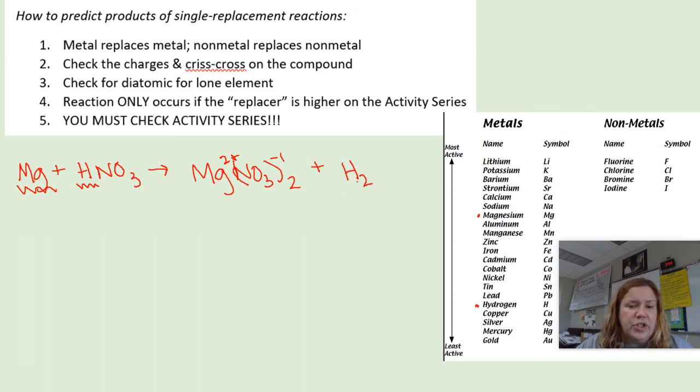Now we want to balance. We have 2 hydrogens and 2 nitrates. If we put a 2 in front of our nitric acid, then we balance it. That 2 is terrible. Let me see. There we go. That's a little better.